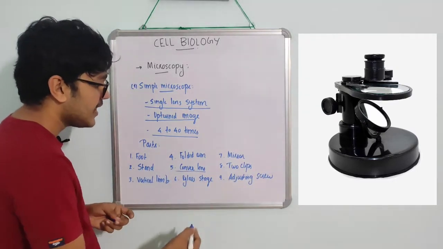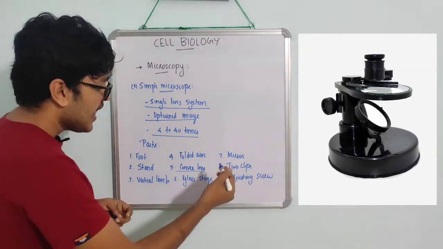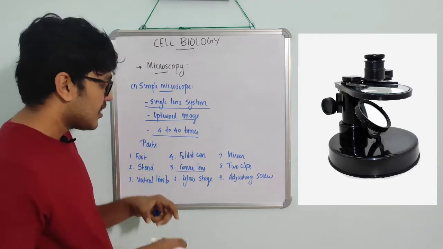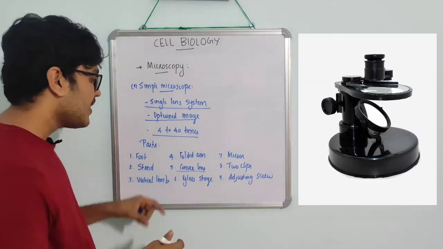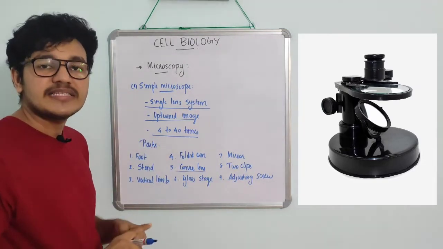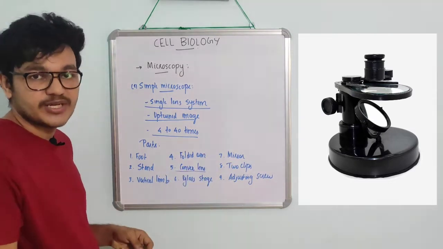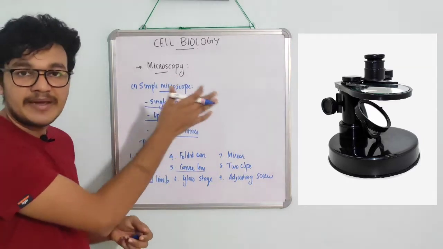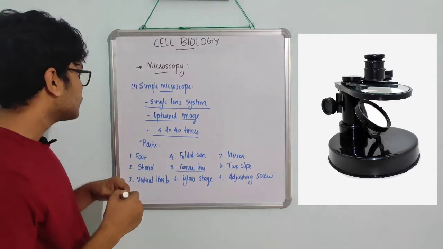There is a glass stage and there is a mirror for reflecting the light, and two clips are there for attaching a slide if we are seeing one for lower magnification. And there is an adjusting screw for adjusting magnification for focusing the object. So those are the parts of a simple microscope. You can see the image on the right side. Okay, so that's all about the simple microscope.